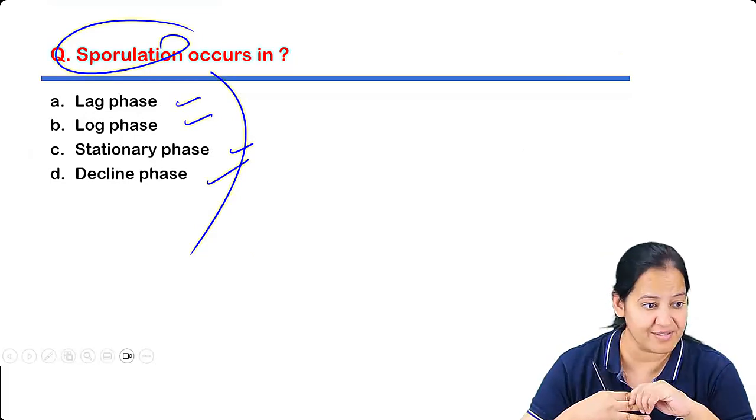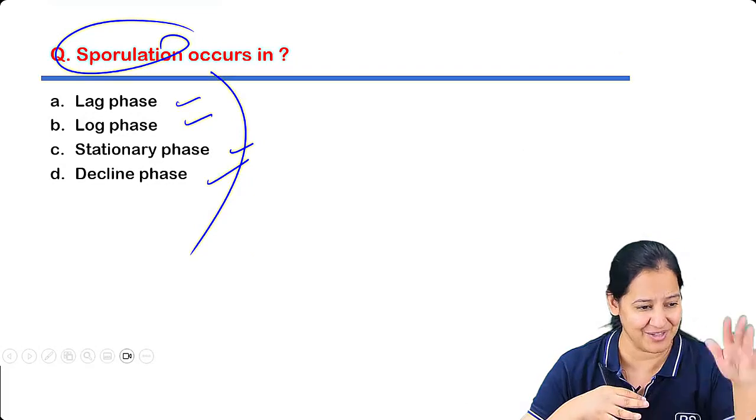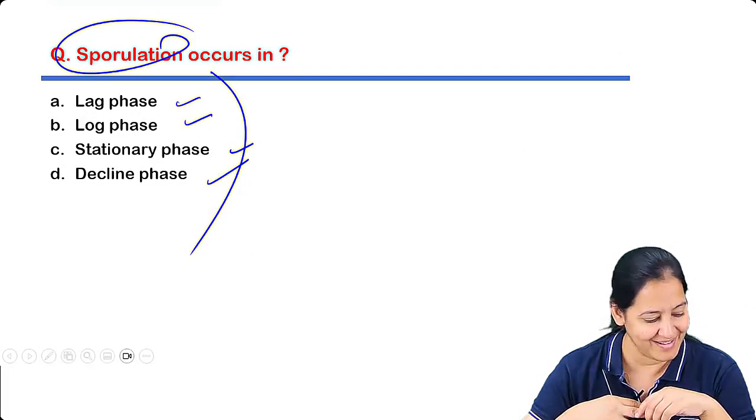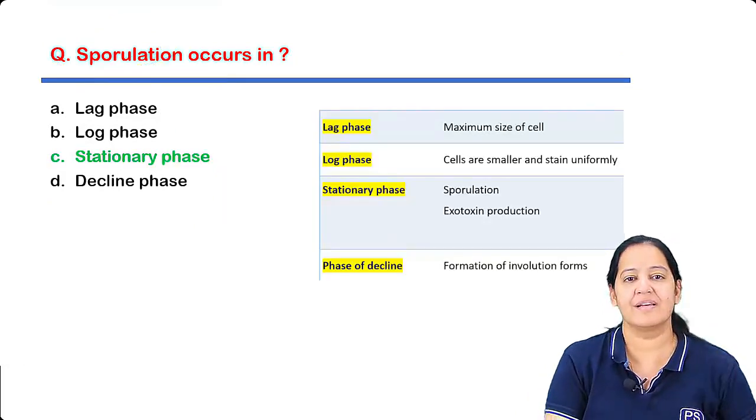Let me see who is the first. What is the correct answer, people? There is a row. You all are right. Yes, Shivam, absolutely right. So the correct answer is the stationary phase.